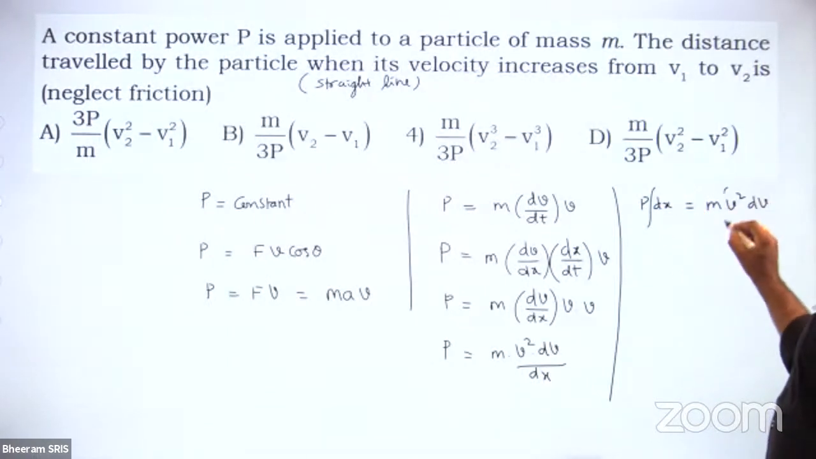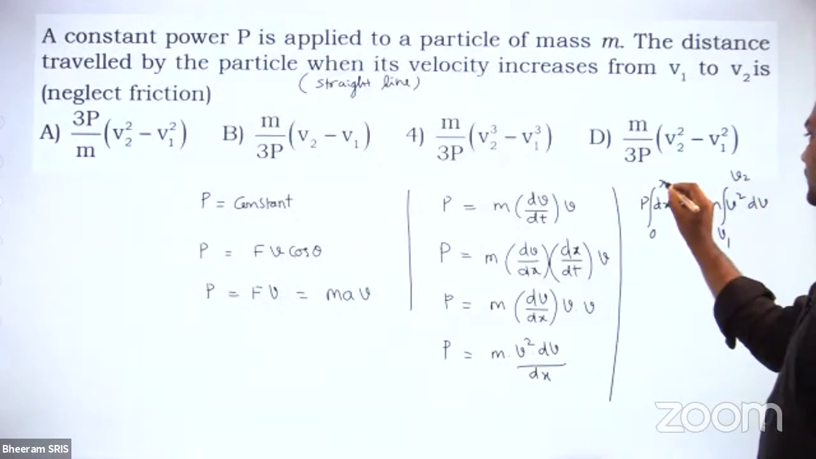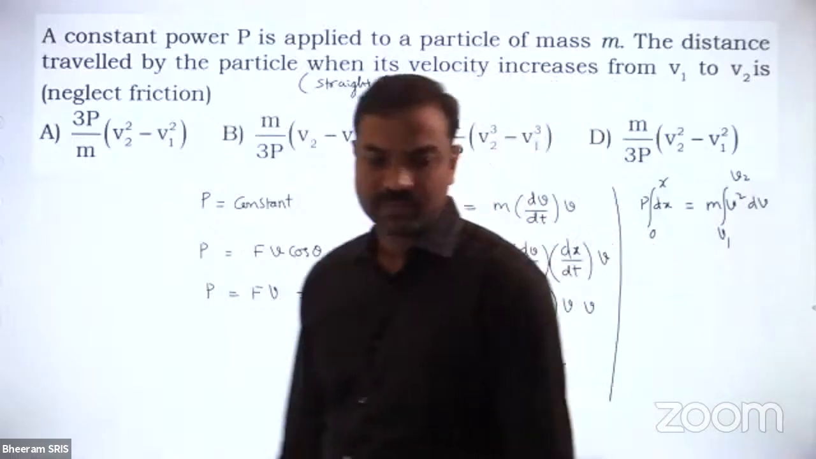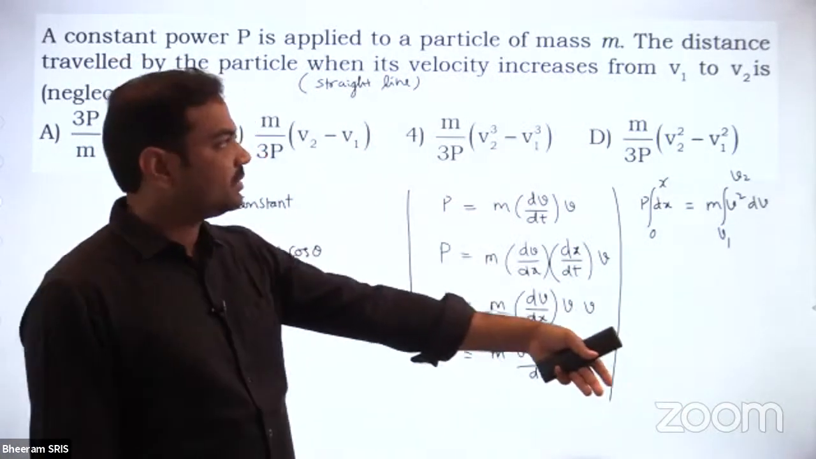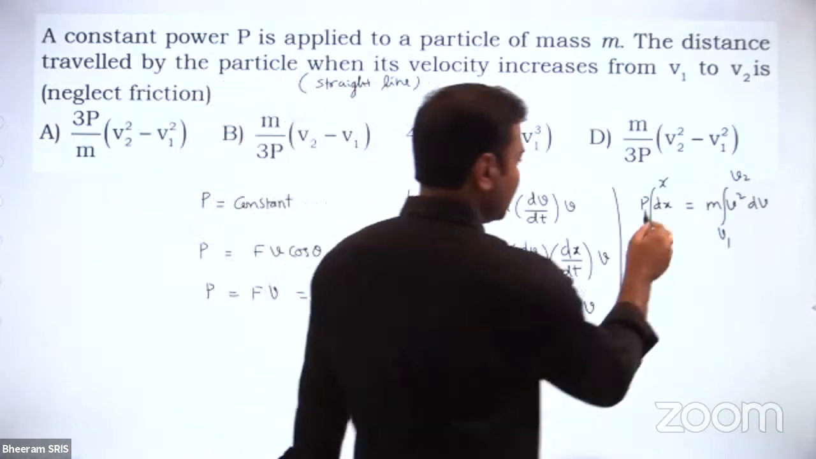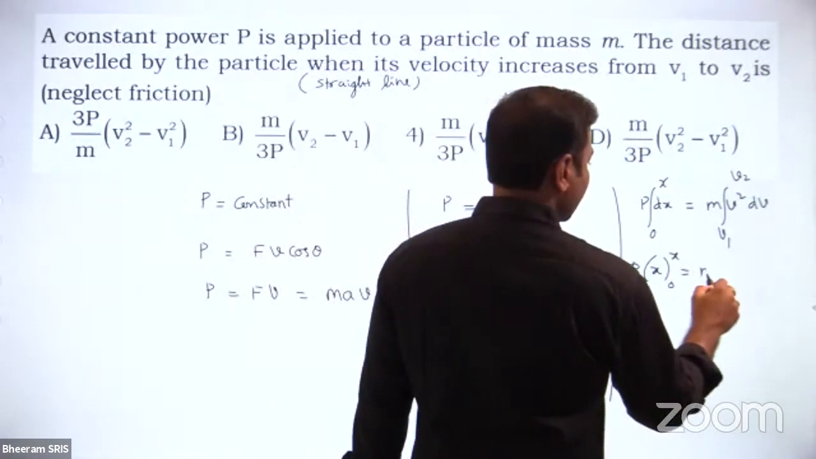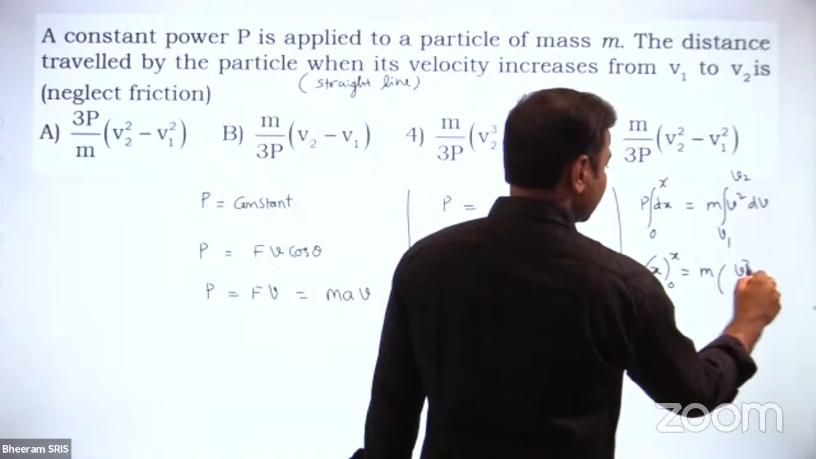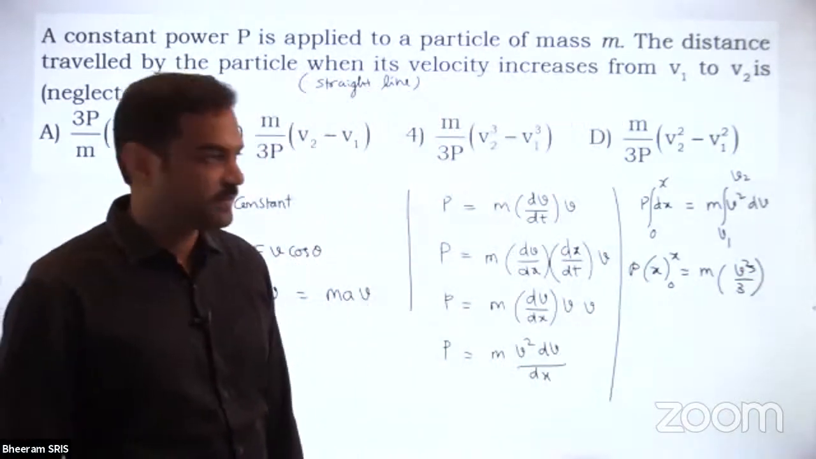Now integrate. Velocity changing from v1 to v2, x value will change. Total distance traveled is 0 to x. Initial displacement or distance is 0, and finally it is getting to the v2 velocity, the displacement is x, total displacement traveled. Then P into integral dx is x, 0 to x, m into v square dv integration, v cube by 3, x raised to n plus 1 by n plus 1.